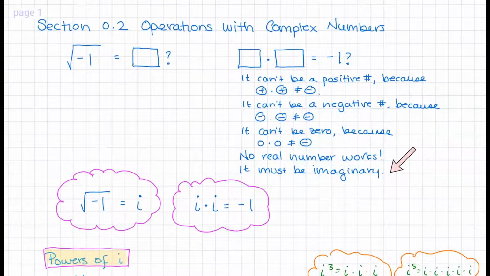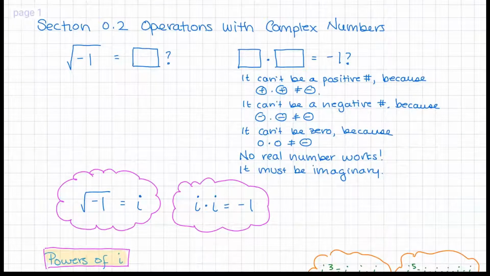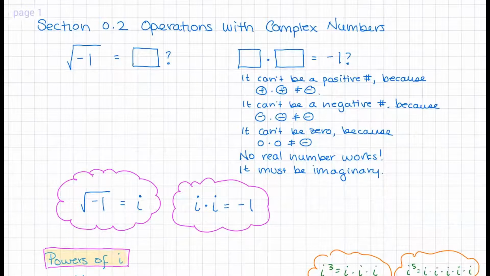The other thing is a lot of students get confused and say that i must equal -1. And remember, that's not true. i is equal to the square root of -1. And that means i times i is -1. But i by itself is not -1. So just don't get that mixed up. Okay, so now that we got that out of the way, let's talk about our operations.